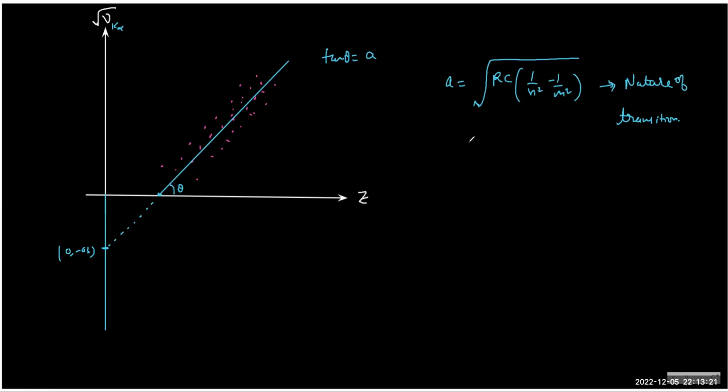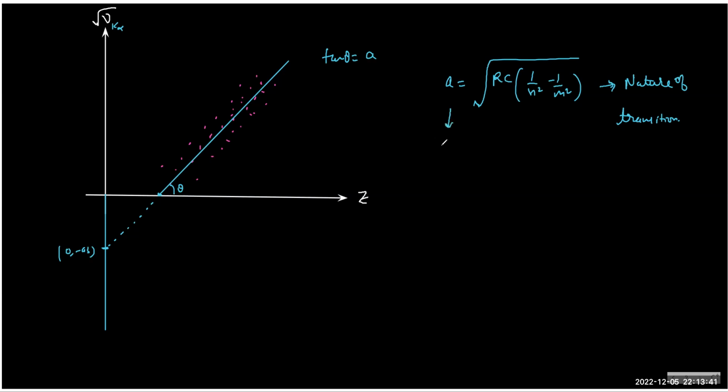No, but N depends. N and M are just the names of the orbit numbers, right? R is a fundamental constant, C is a constant. So how does it depend on the element? Tell me. So A is called the transition constant and it is independent of the element.